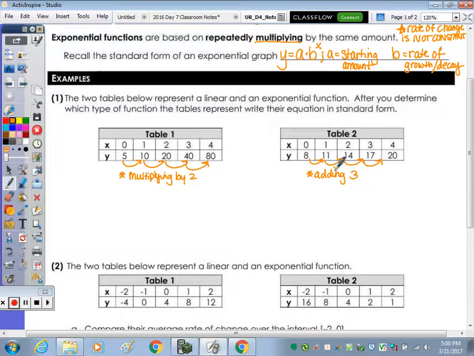So if I just take a look at these 2 points, if we want to look at rate of change, so change of y over change of x, this increased by 5, from 5 to 10, over a change of 1, so I have a rate of change or a slope of 5. But then looking at the last 2 points, change of y over change of x, we have an increase of 40 to 1. So your rate of change is not constant. And since we're multiplying by 2, this is an exponential function.